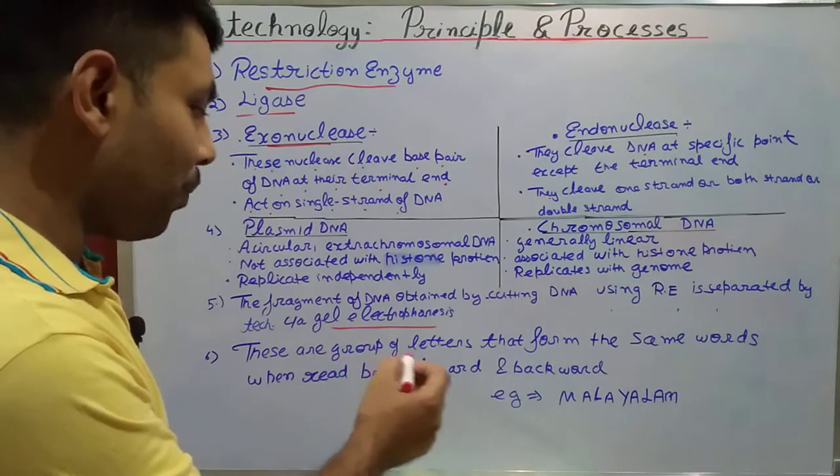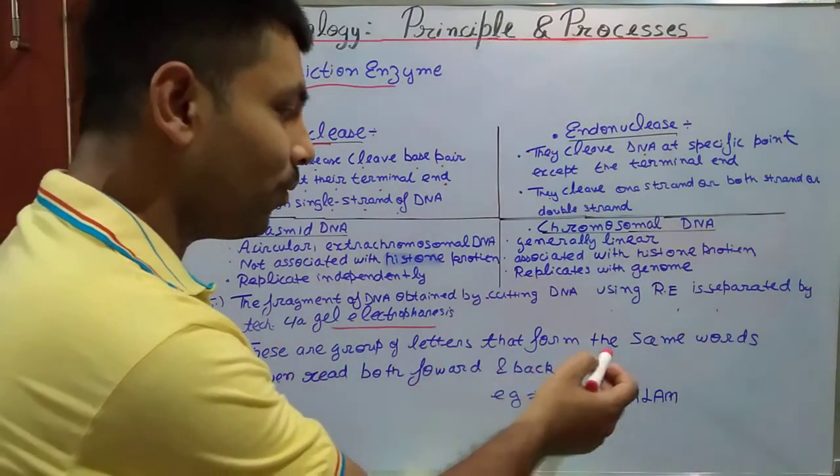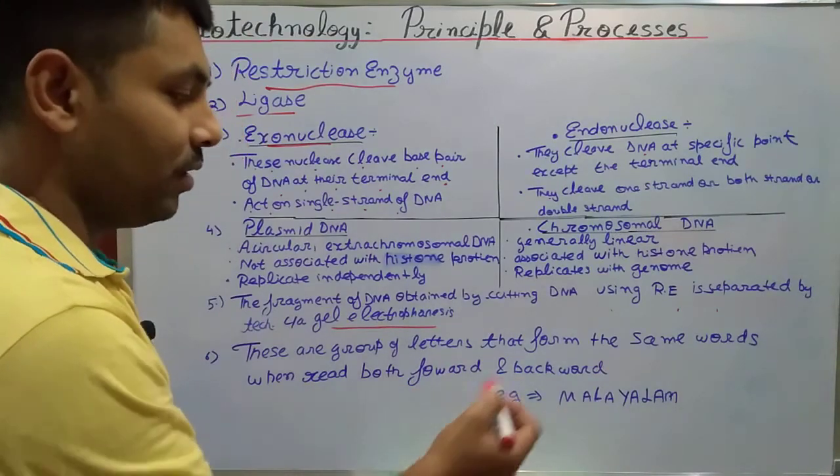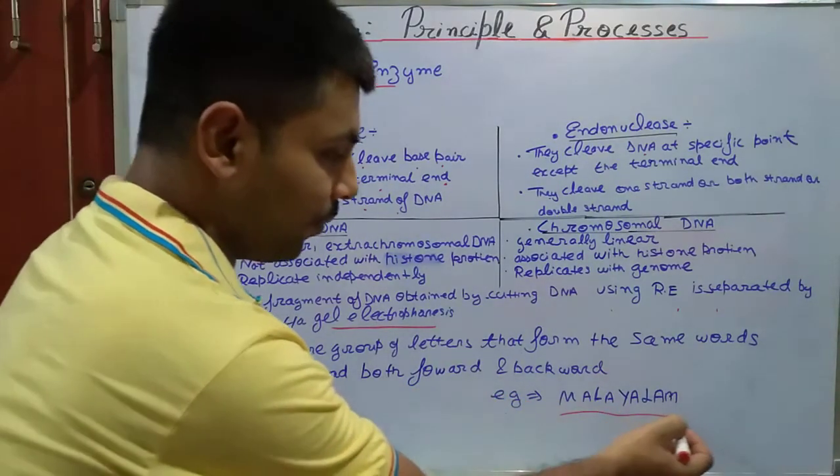Now see, the sixth question was, what is a palindrome? These are groups of letters that form the same word when read both forward and backward. See the example, Malayalam. It is now clear.